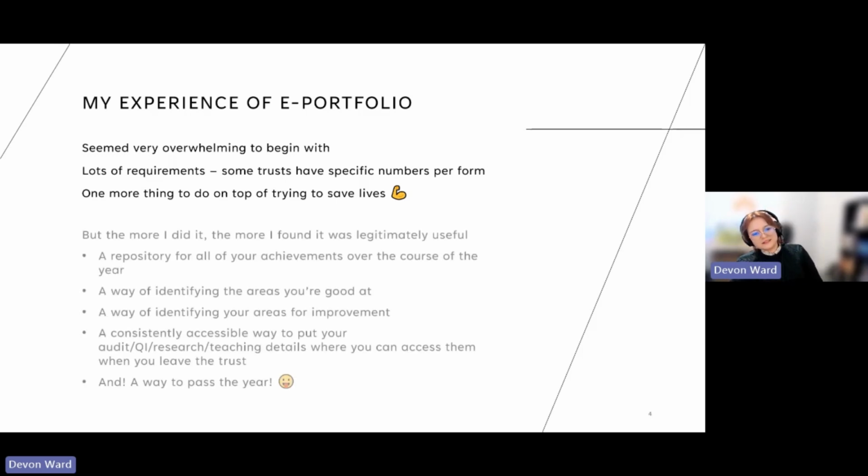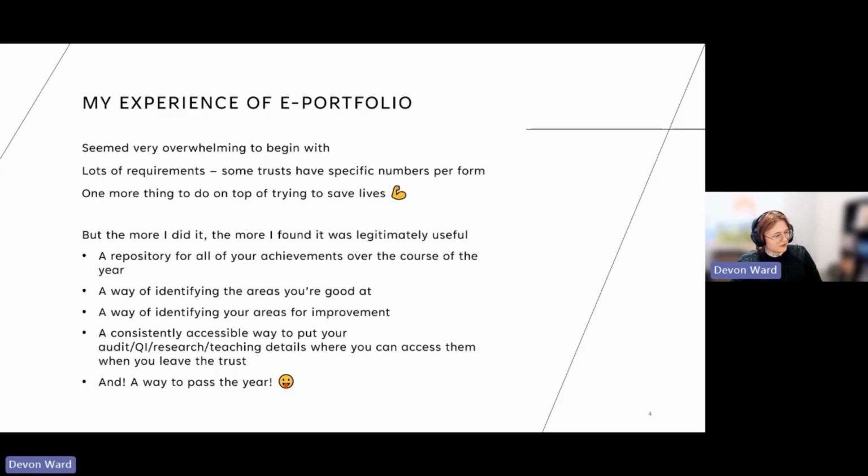But when I started actually doing it, I found it really useful. I've put some things here that not everybody really sees in the portfolio. First, it's a repository for all your achievements over the course of the year, both in and outside of medicine. It's a way of identifying things that you're really good at and the things that you enjoy, but also a way of identifying areas where you're not so good and what you can do next.